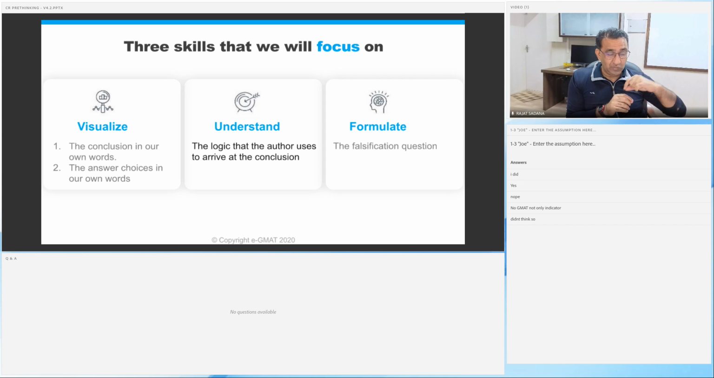A 735 won't get you into Stanford or Harvard. Just a 735 won't get you into Stanford or Harvard. But a 655 might prevent you from getting into a Stanford or Harvard. Or having a 735 might double your chances. So in the year 2021, we actually did some research. This was still the old GMAT, but the data is still valid today.